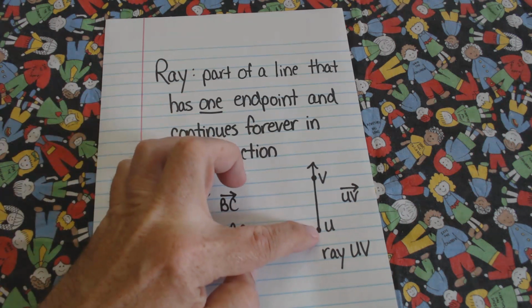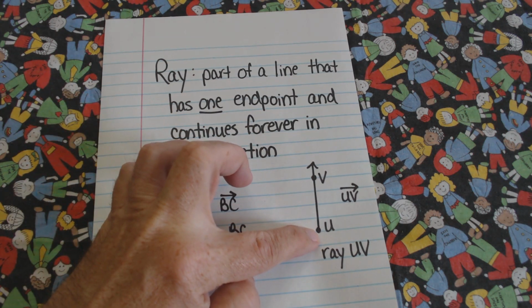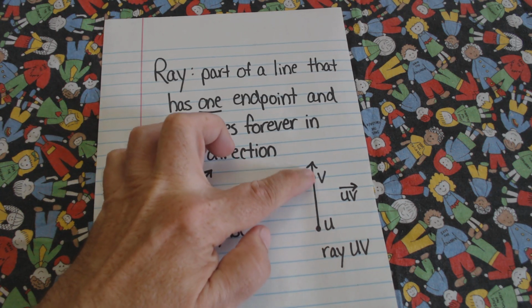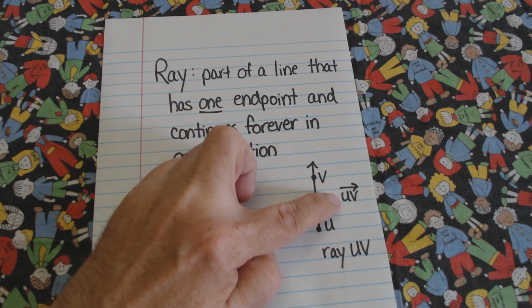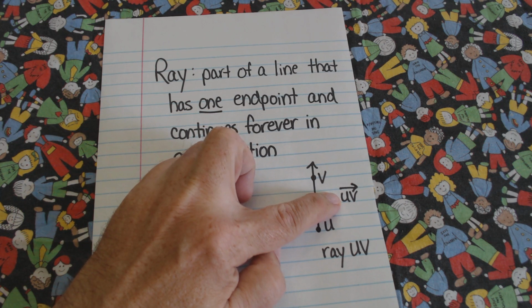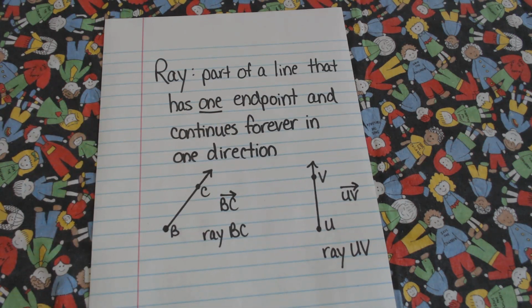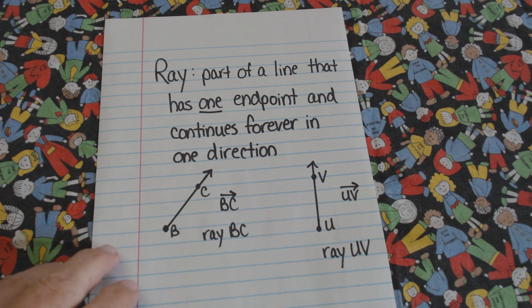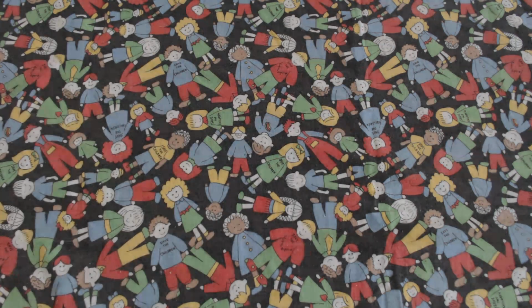Over here we have another ray. It begins at U and travels forever through point V. So this would be ray UV. It is important to keep our rays consistent so we're not switching the letters around. It's one of the big things here in 4th grade.